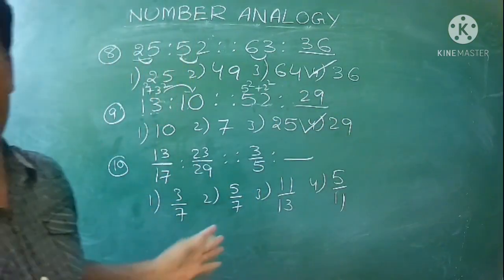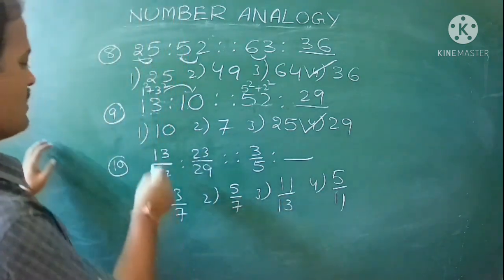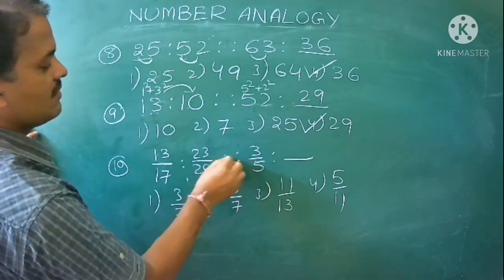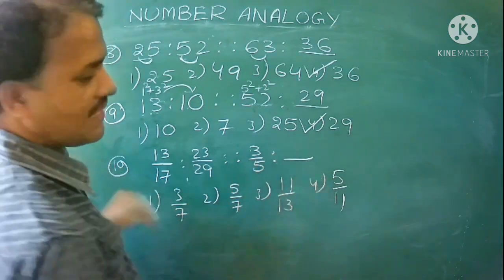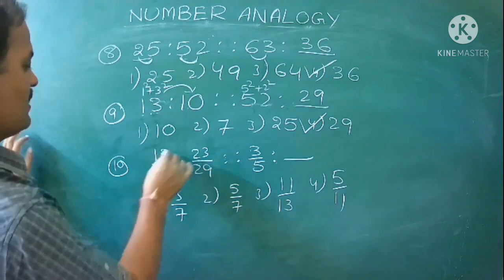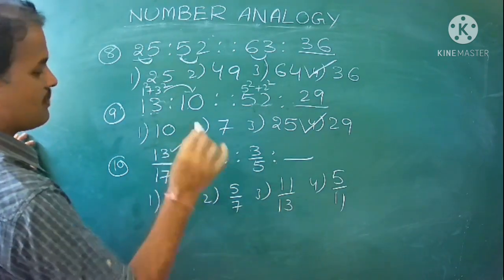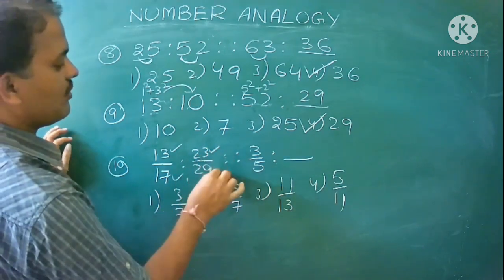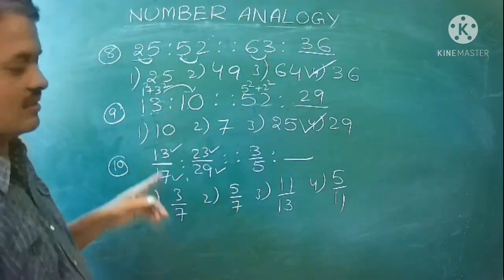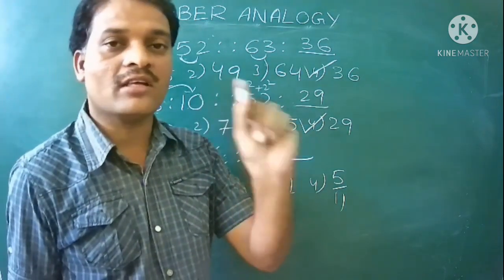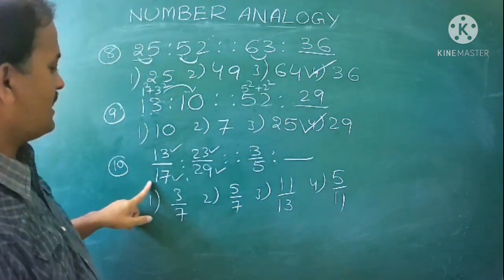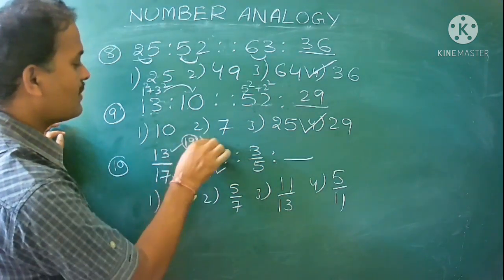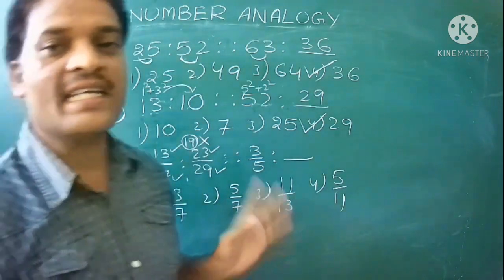Clear? Next, the 10th sum is very simple. 13 by 17 is to 23 by 29 as 3 by 5 is to dash. Simply observe here: 13, the next consecutive prime number is 17. Next, 23, the consecutive prime number is 29. But one of the logic is 13, 17, next 23, 29, in between 19 the prime number is missing.